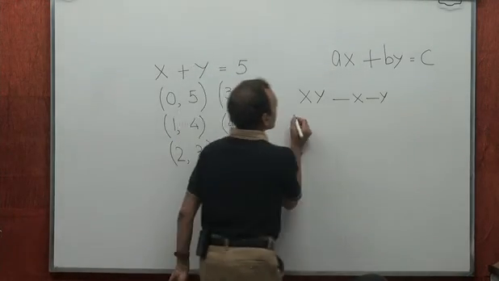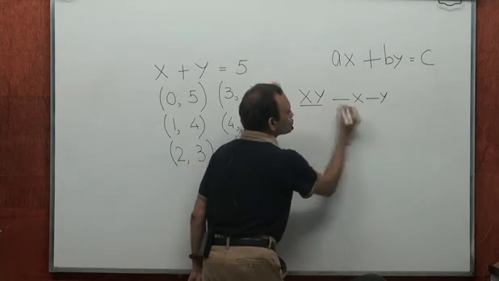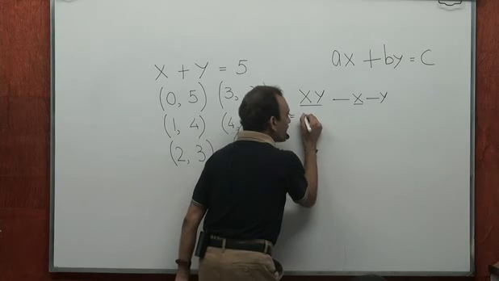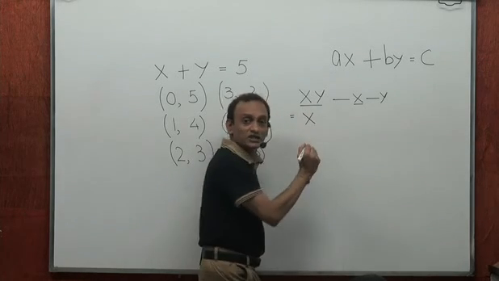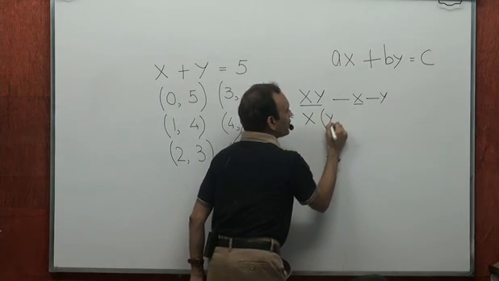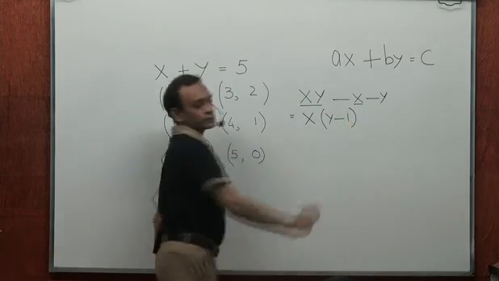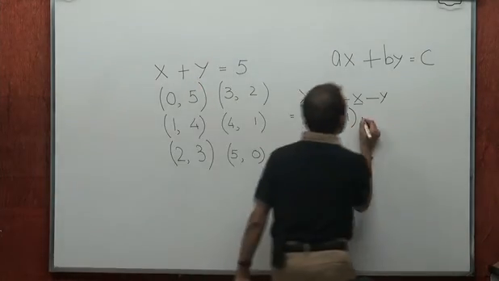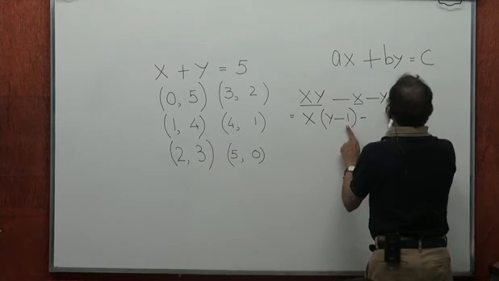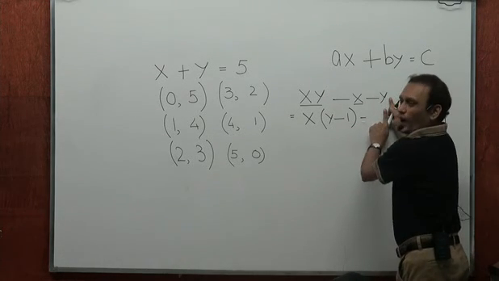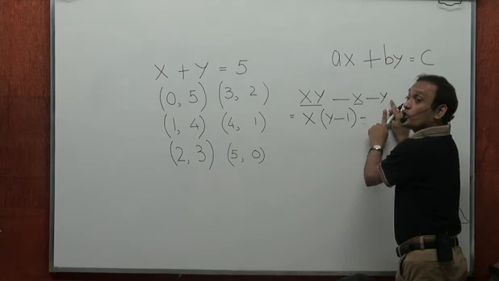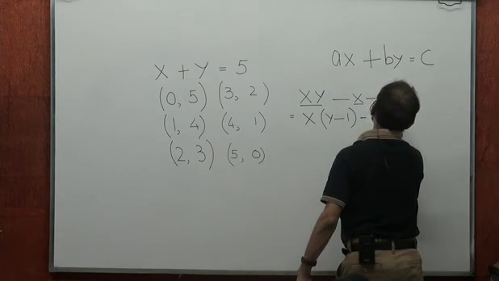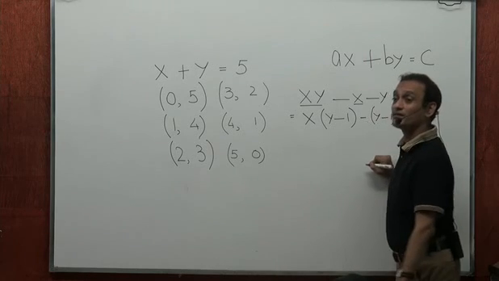Now, realize that from these two terms, I could take x common, right? So if I took x common from these two terms, I am left with x into y minus 1. How about it? Right? Now from this term, minus, it would have been so nice if this was also y minus 1. Does not matter. If it's not y minus 1, I can impose a y minus 1 like this.